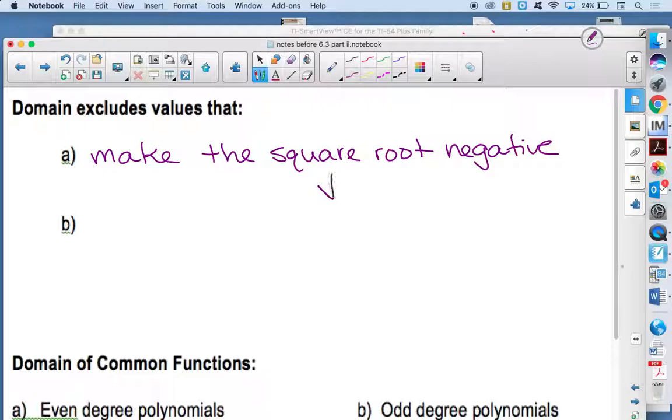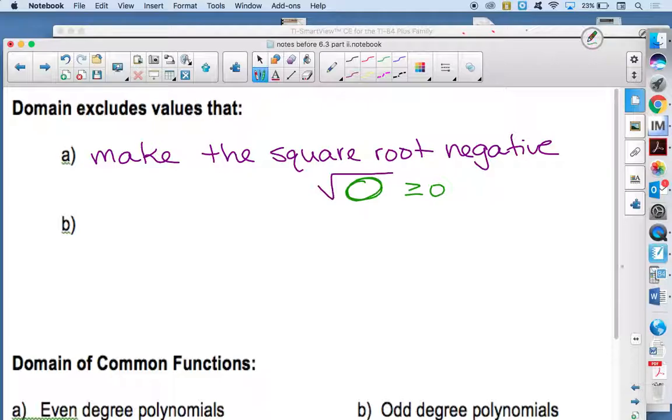So that means whatever's underneath this square root has to be greater than or equal to 0, because it can't have numbers that are negative. Well, if it's not negative, then it has to be positive, which means it could be greater than or equal to 0. So whatever's underneath here has to be greater than or equal to 0.